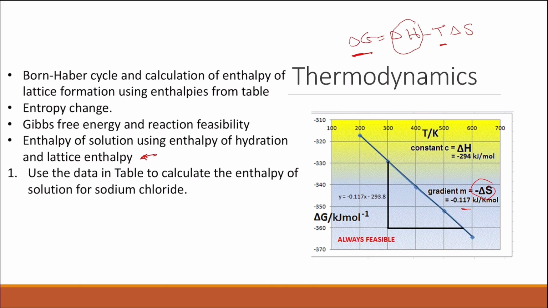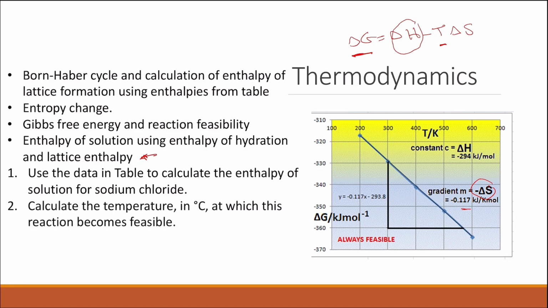Some of the typical questions use the data in the table to calculate the enthalpy of solution of sodium chloride, for example. Calculate the temperature in degrees Celsius at which the reaction becomes feasible. Remember that for a reaction to become feasible, the delta G will be put as 0. And in this case, the temperature will equal the delta H over the delta S.